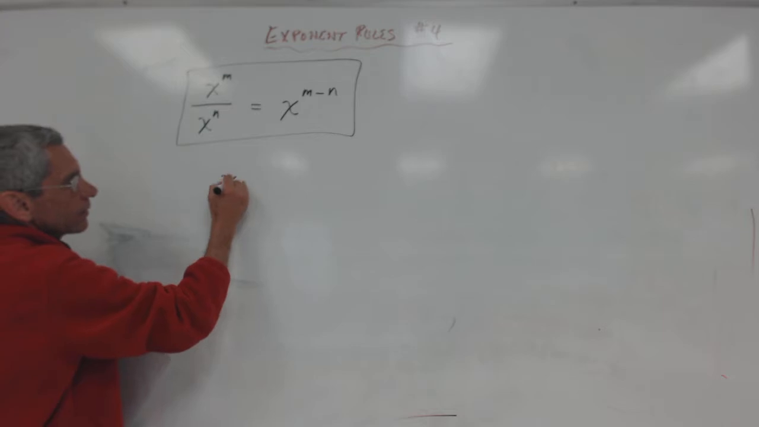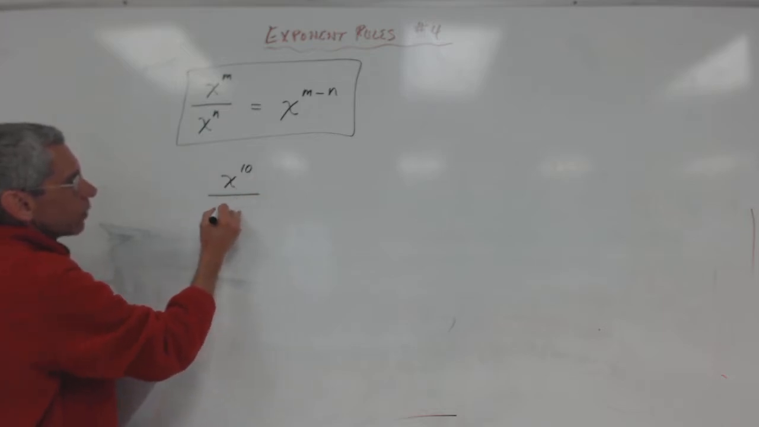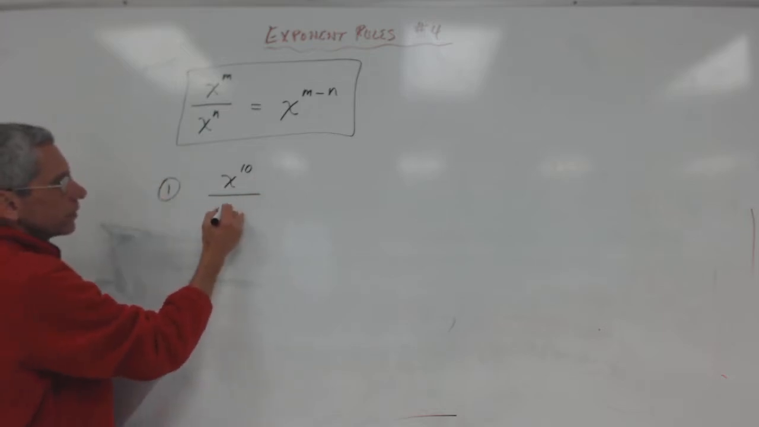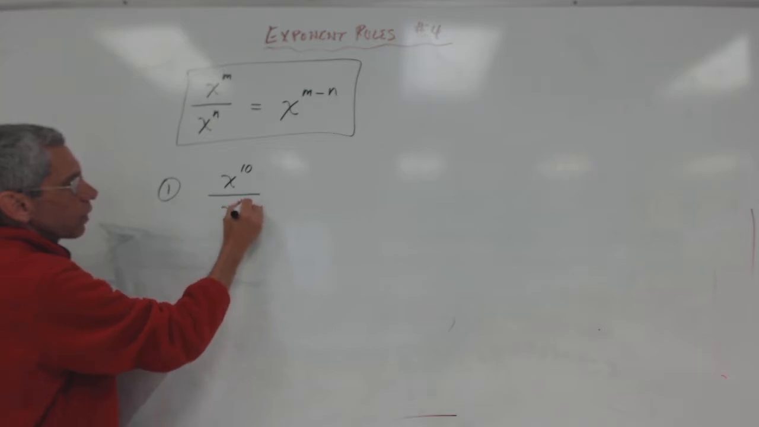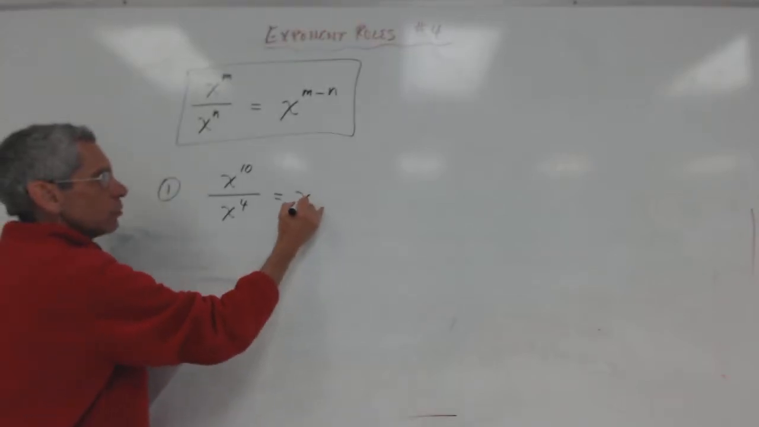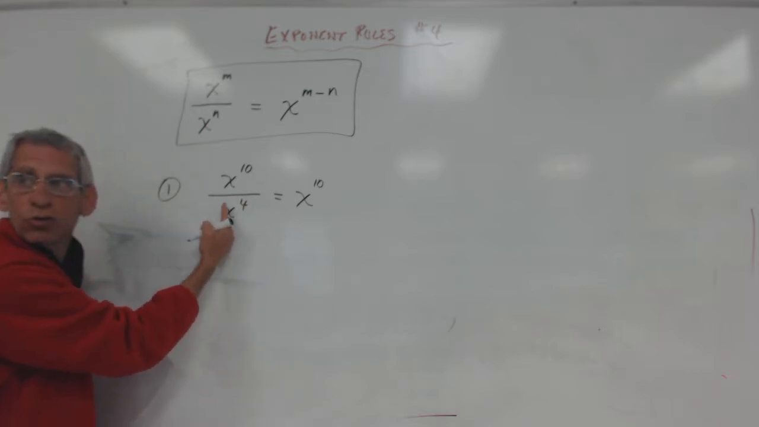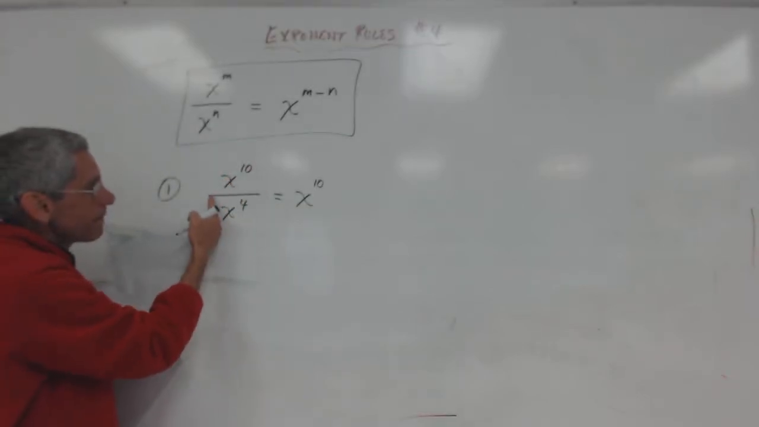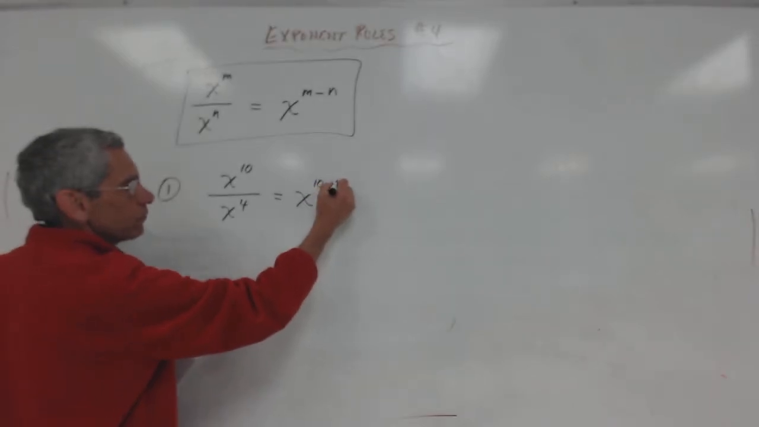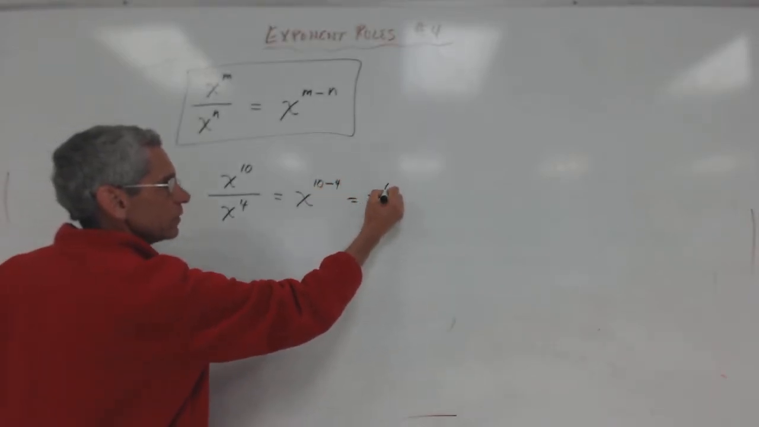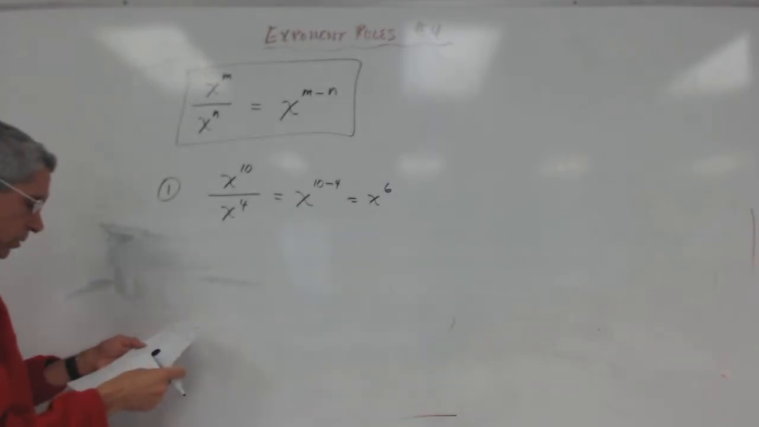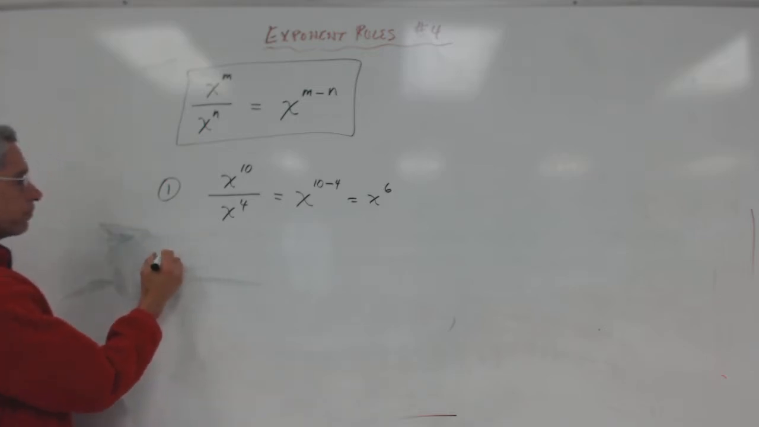So if I gave you, this is number 1, x to the 10 over x to the 4, it would be x to the 10. Think of this fraction line as like a huge minus sign. 10 minus 4, which is x to the 6. Okay?